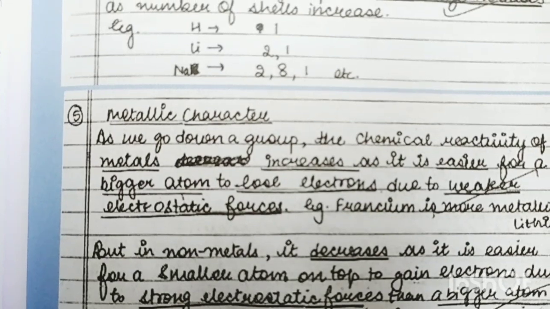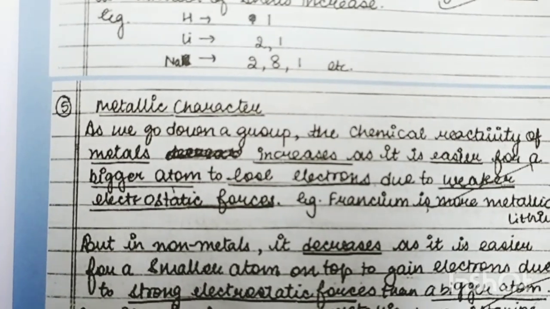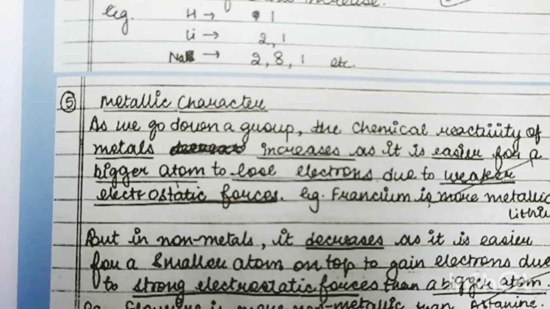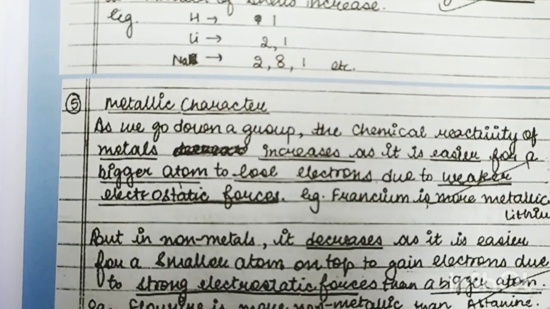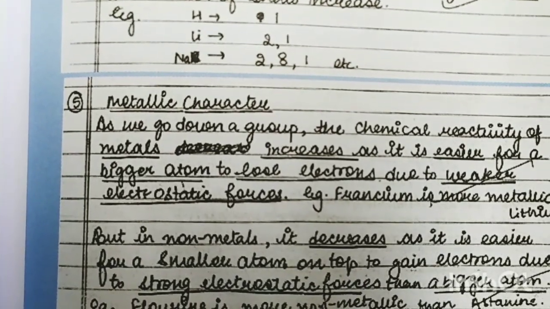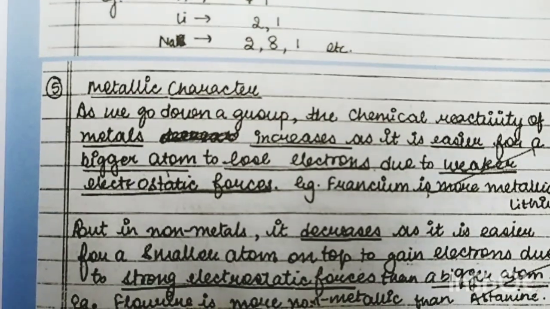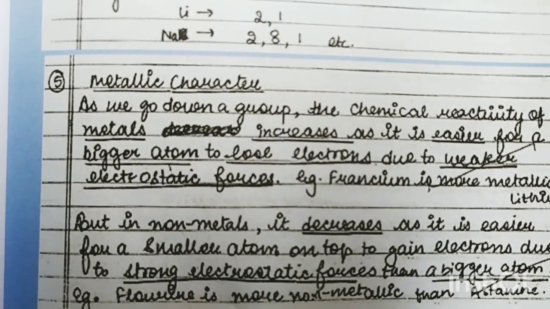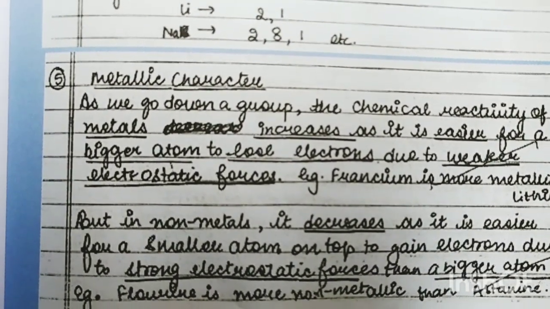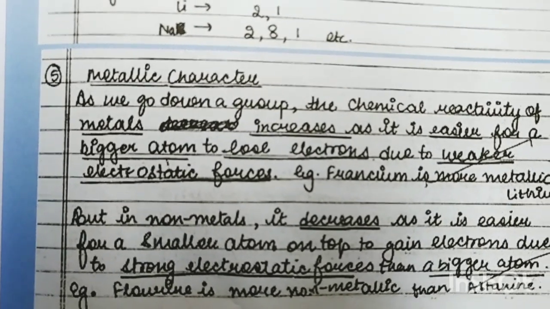If you will make strong the concept of characters of periods and groups. Now talking about the metallic character, as we go down in a group, the chemical reactivity of metal increases as it is easier for a bigger atom to lose electrons due to weaker electrostatic forces. Example, francium is more metallic than lithium. You can give an example if you know.